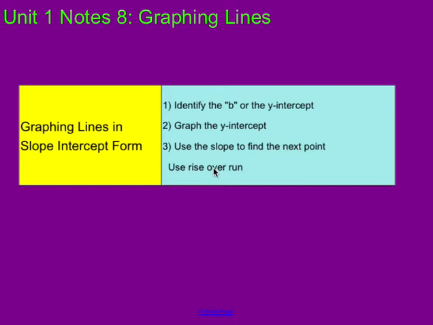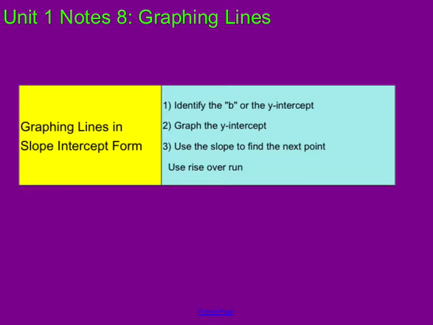The first thing you want to do is identify the b or the y-intercept. Now remember that that's the thing that's being added on. Next, you're going to graph the y-intercept, so find where it is on the y-axis and plot that point. Then you're going to use slope to find the next point. The slope, remember, is always rise over run. So I do want you guys to write this down so you have it for future use.